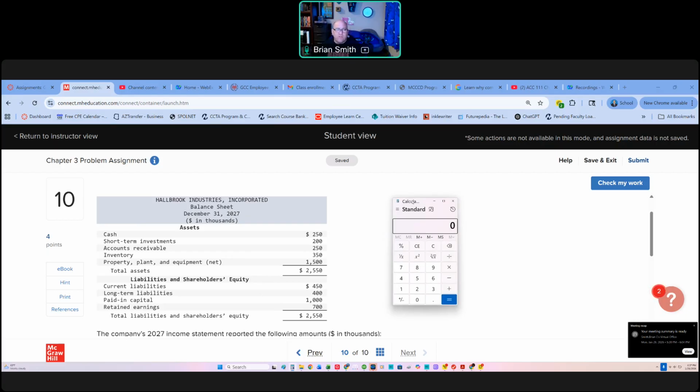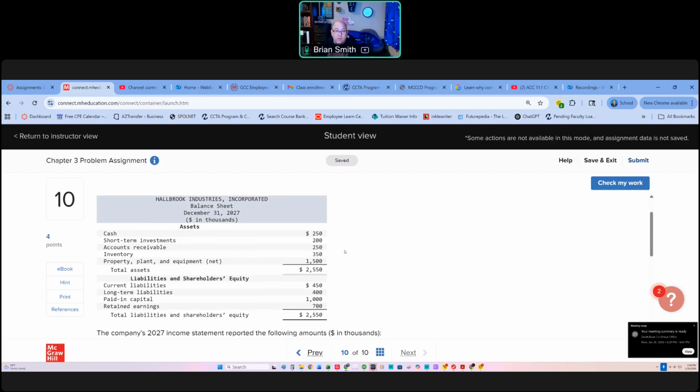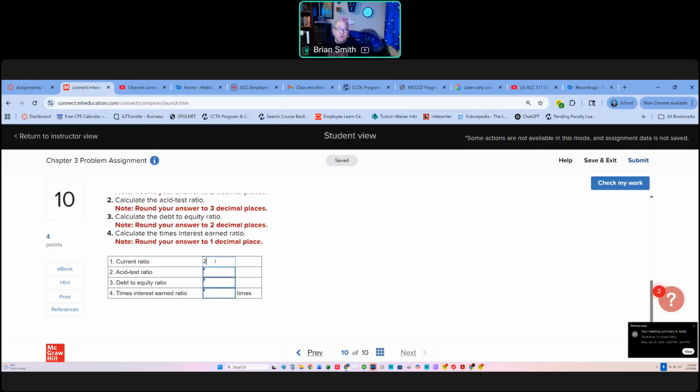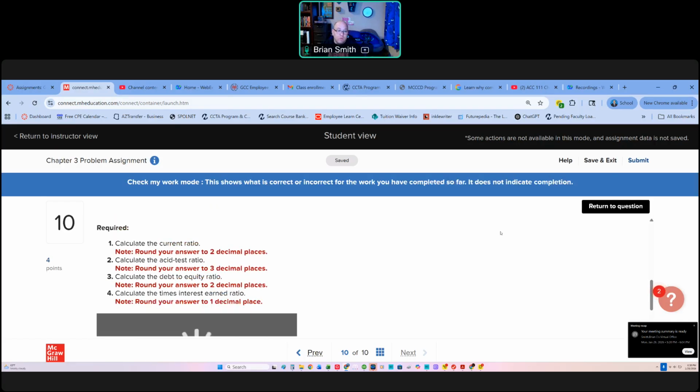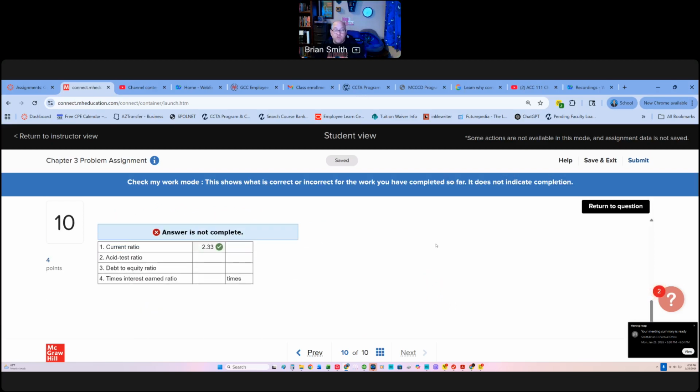Which ones are current assets? Everything here except for the property, plant, and equipment. So 350 plus 250, plus 200, plus 250. Divide that by current liabilities, which is summed up for you, 450. I get 2.33. Let's throw it into current ratio. It says round to 2 decimals. That's what you want to do, right?